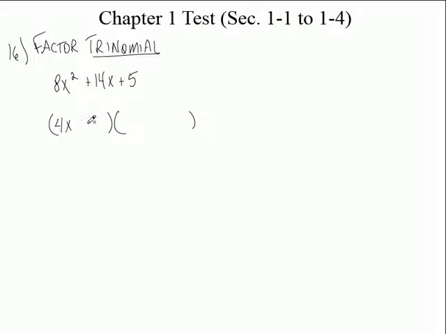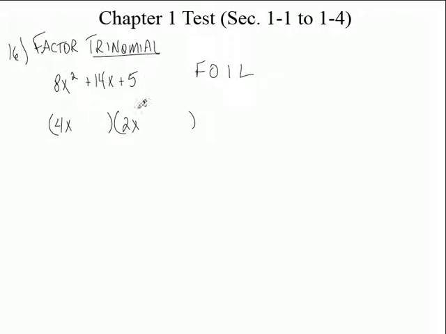So I have 4x, and I have 2x. Because remember, it's the FOIL method. First, outside, inside, last. So the first, these two multiplied together have to be 8x squared. That's why I picked 4x and 2x, because 4 times 2 is 8. And that's just a guess. It could be 8 times 1. I don't know, to me it just popped in my head, 4 times 2 is 8.